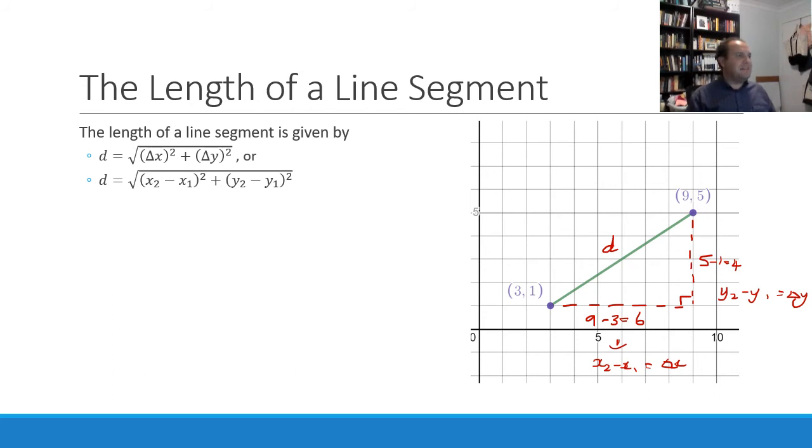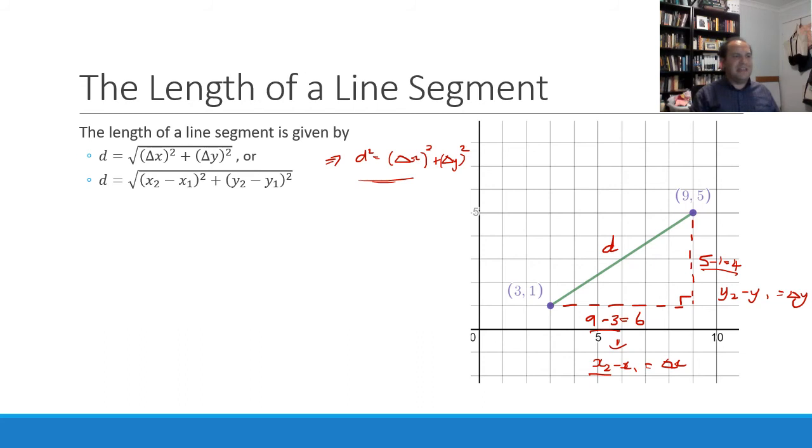So the length of a line segment is given by d is the square root of our change in x squared plus our change in y squared, or d is the square root of x2 minus x1 squared, right, this distance here, plus y2 minus y1 squared. And again, students, that's just Pythagoras, basically saying d squared equals delta x, or x2 minus x1 squared, plus delta y squared, our change in y value, y2 minus y1. And then to get d on its own, we apply that square root.